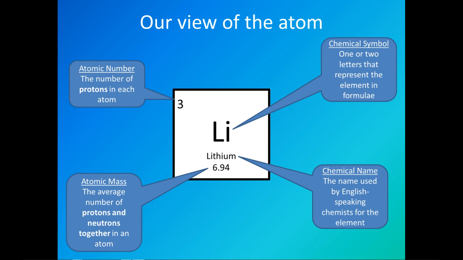And the atomic mass, that's the average number of protons and neutrons together in an atom. And you'll notice here we've got a fraction, and the reason is because the number of neutrons actually varies. We talked about isotopes earlier, and there are different isotopes of lithium. So some of them will have an atomic mass of 6, and some of them will have an atomic mass of 7. And if I wanted to work out the number of neutrons, then I take that atomic mass and I subtract the number of protons. So 7 take away 3 means most lithium atoms have 4 neutrons.